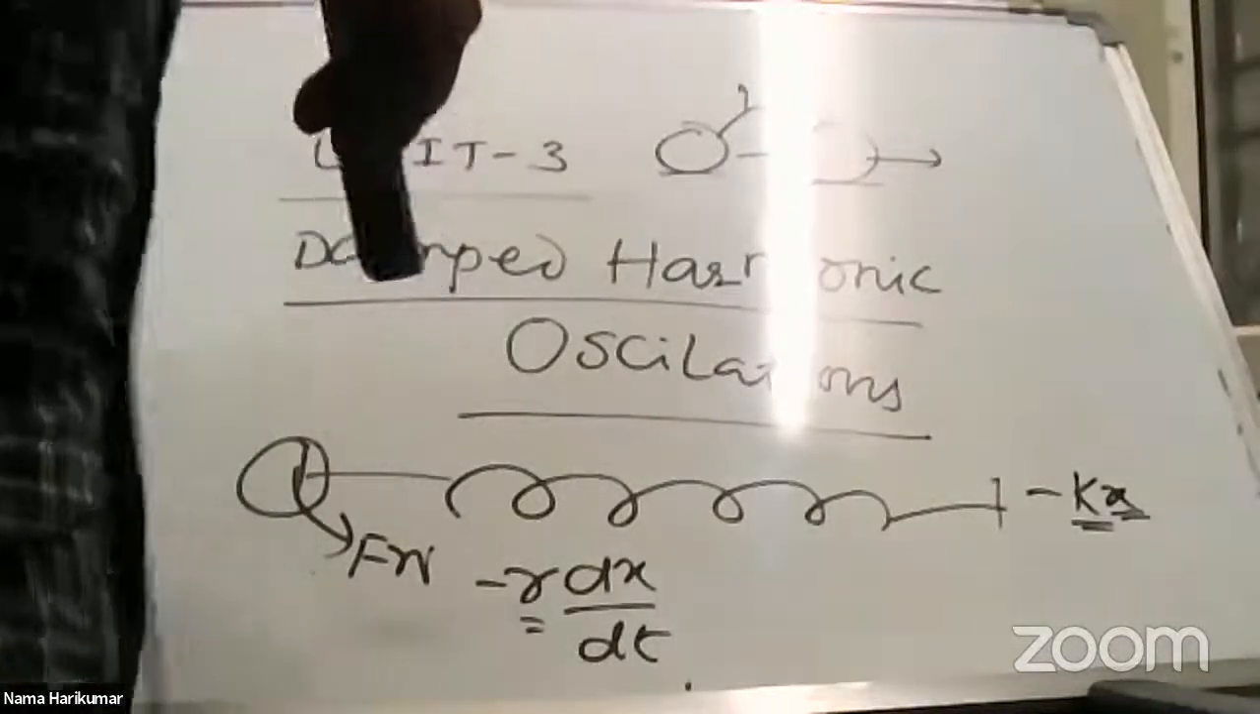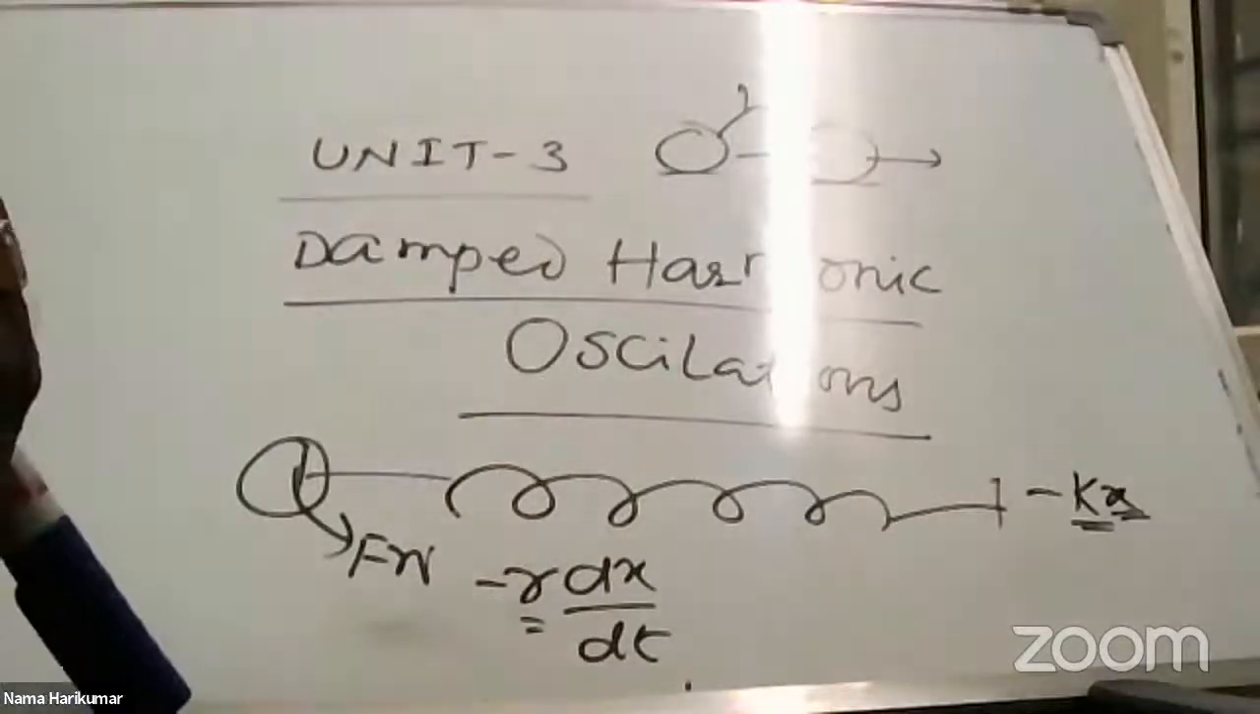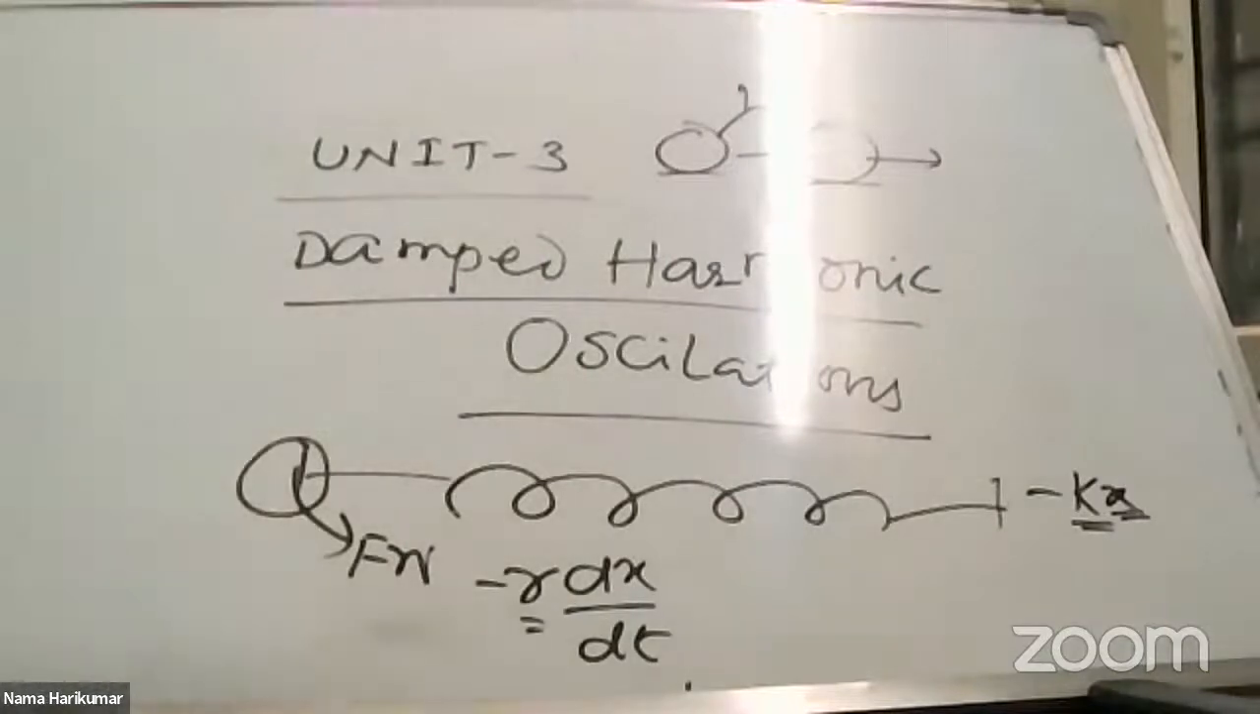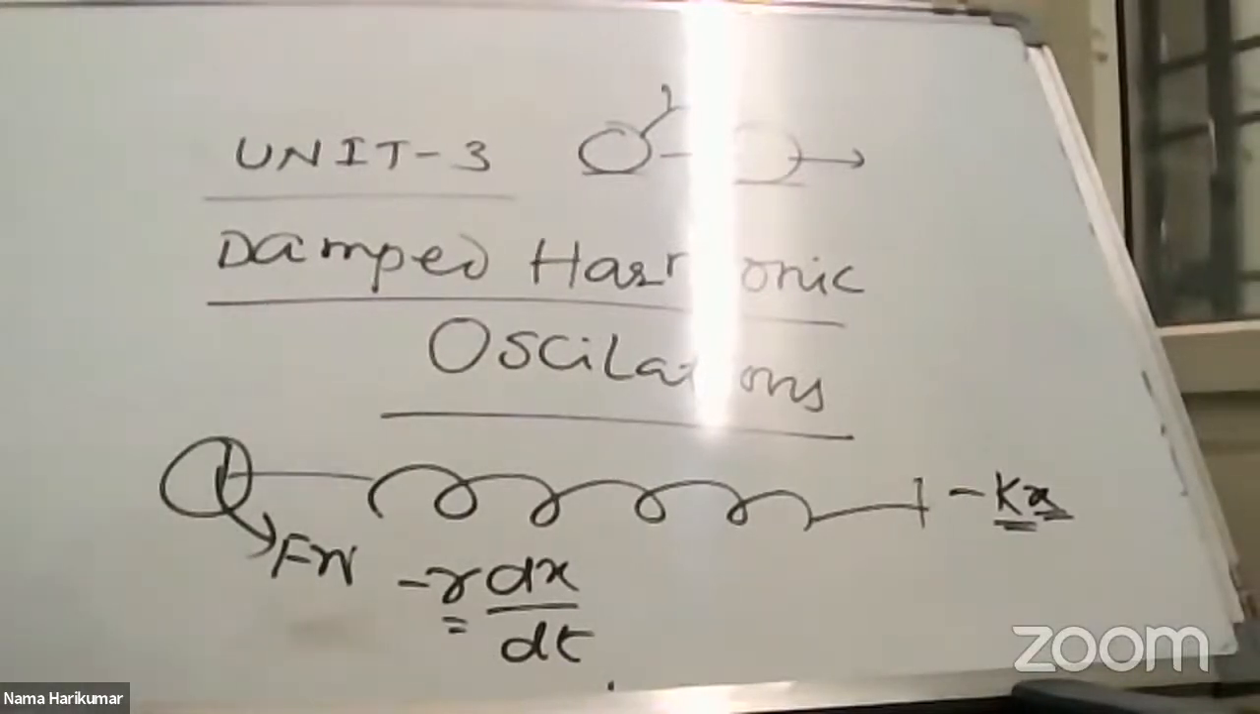The applied force, as you know from before, is m into d square x by dt square. What is that? F equal to ma. Here a means acceleration and m means mass of the particle. So the applied force F equals ma, or m into d square x by dt square.